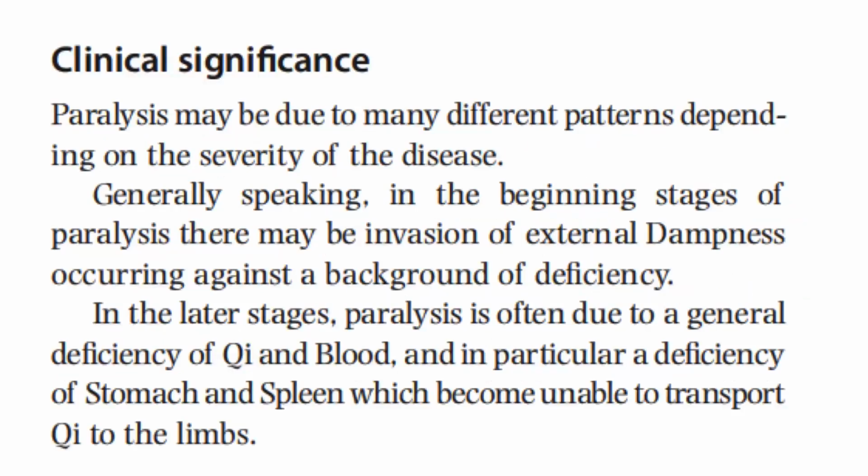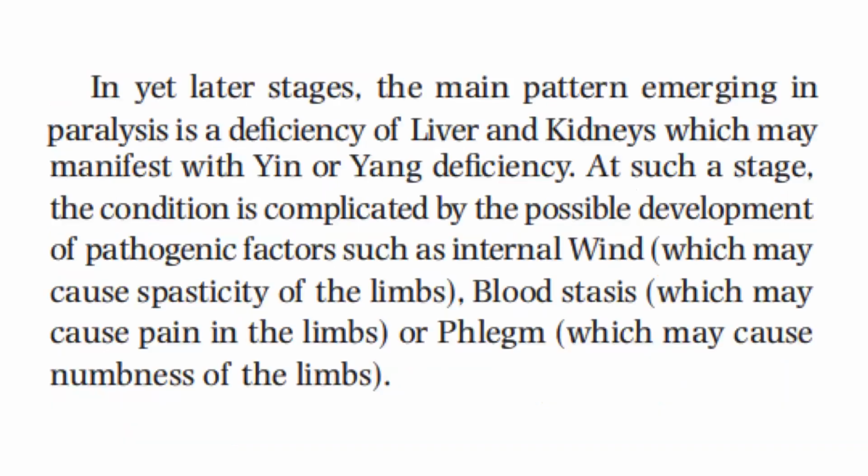Clinical significance. Paralysis may be due to many different patterns depending on the severity of the disease. Generally speaking, in the beginning stages of paralysis, there may be invasion of external dampness occurring against a background of deficiency. In the later stages, paralysis is often due to general deficiency of qi and blood, and in particular, a deficiency of stomach and spleen, which becomes unable to transport qi to the limbs.